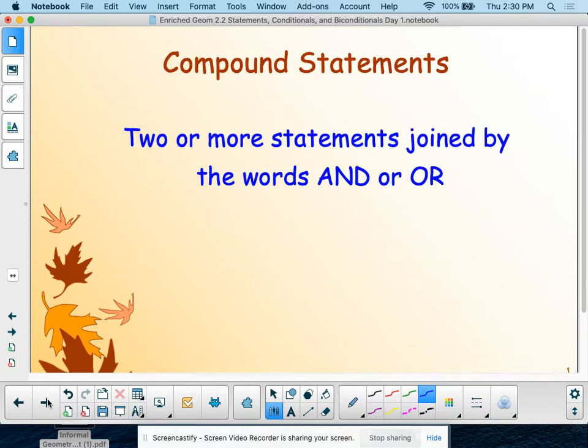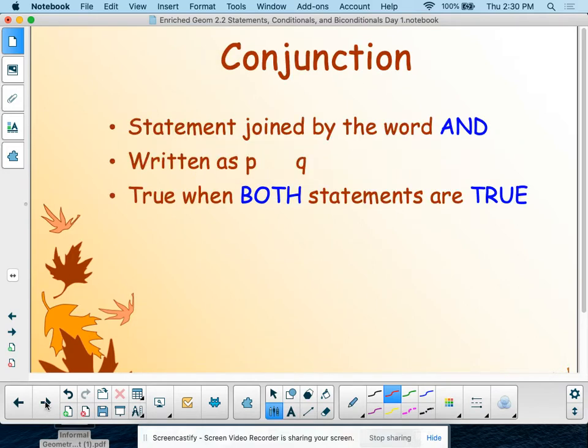Okay, a compound statement is just like what it would be for your English class that you've known for a very long time. It's two or more sentences joined by the words and or. So again, it's just two statements joined by and or. Okay? If it's joined by the word and, we call it a conjunction. So a statement joined by the word and.